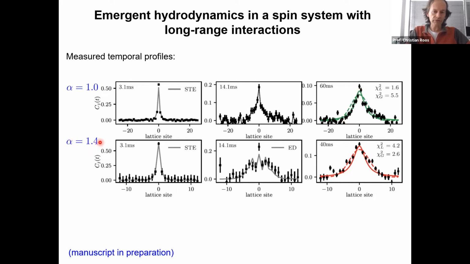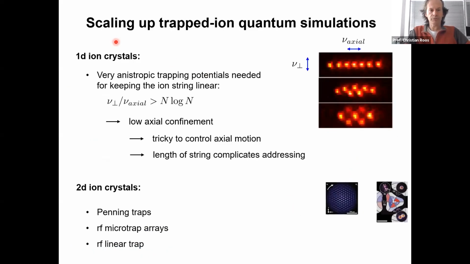Whereas if you go to longer range excitations, you see that the Gaussian fit starts to become better than the Lorentzian one. So for alpha equals 2, one would expect to see a Gaussian profile, whereas here we are somewhere in the intermediate regime, but we see signatures of this transport in the spatial dynamics as well. Now, my last topic before I conclude is to talk about the other option.